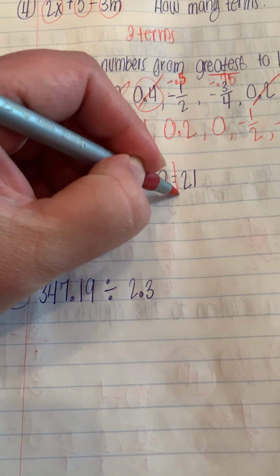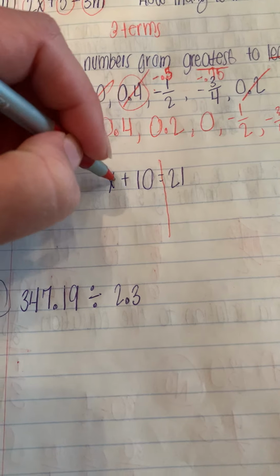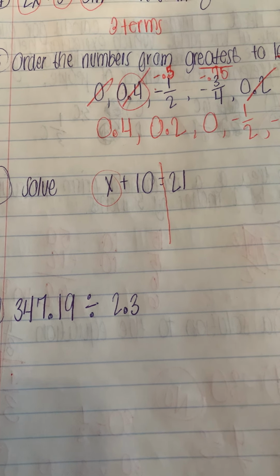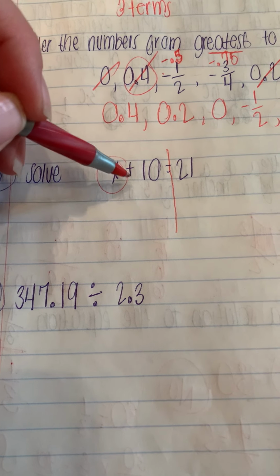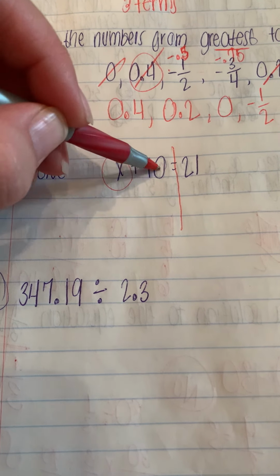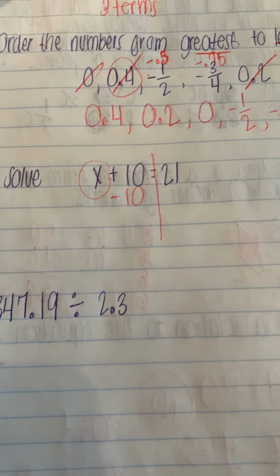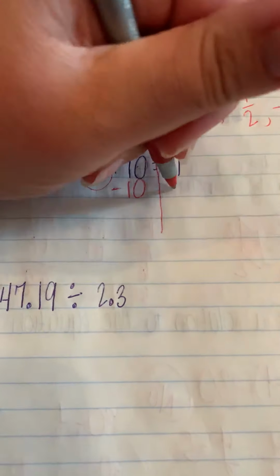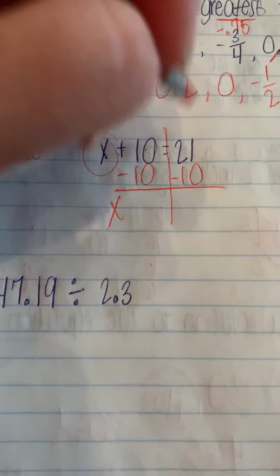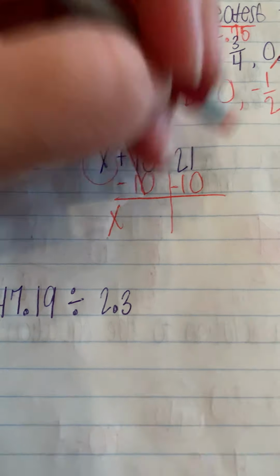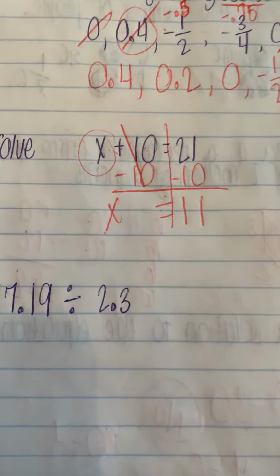Number 6, it wants you to solve for x. So again, we're going to separate my equation into 2 sides, a left and a right. I want x isolated. So to isolate x, I need to do the opposite or the inverse operation. So 10 is being added. So the opposite of adding 10 is subtracting 10. Whatever I do to one side, I have to do to the other side. I'm left with x. This cancels out. 21 minus 10 is 11.